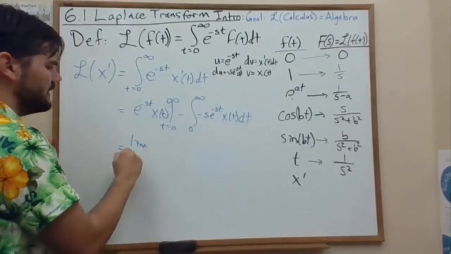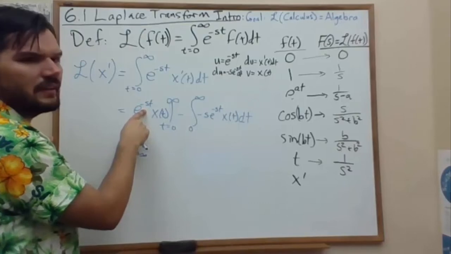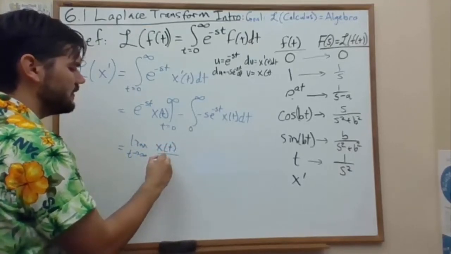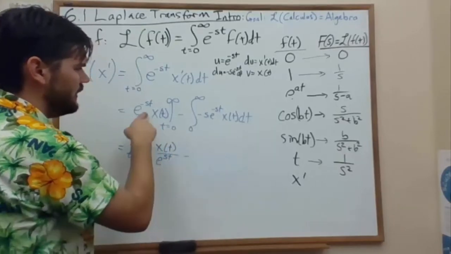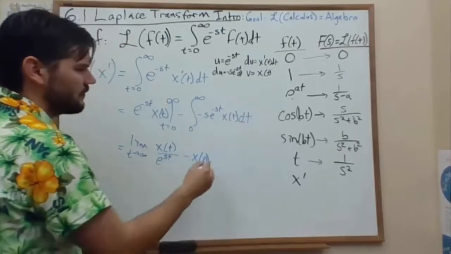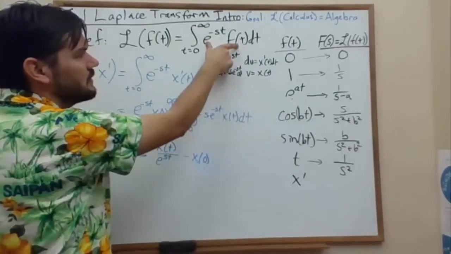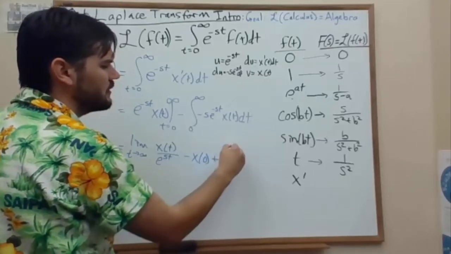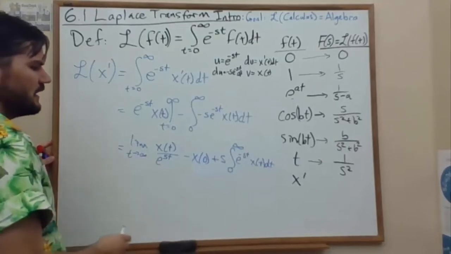So we take the limit as t goes to infinity. Here we have x of infinity, which we don't quite know, and e to the negative infinity, which we do know. So let me write this as x of t over e to the positive st on the bottom. And then we plug in 0, and we get minus e to the 0 is 1, times x of 0, which is simply an initial condition. And then look at this integral, and we have an e to the negative st times an x. That looks like the product with the function x. And negative s is just a constant, so we'll bring that constant out, and we get the transformation of x.